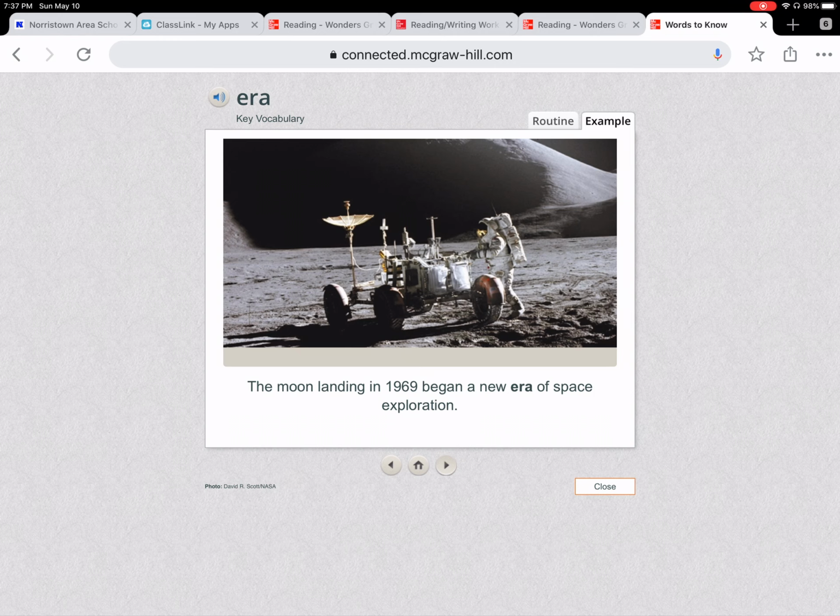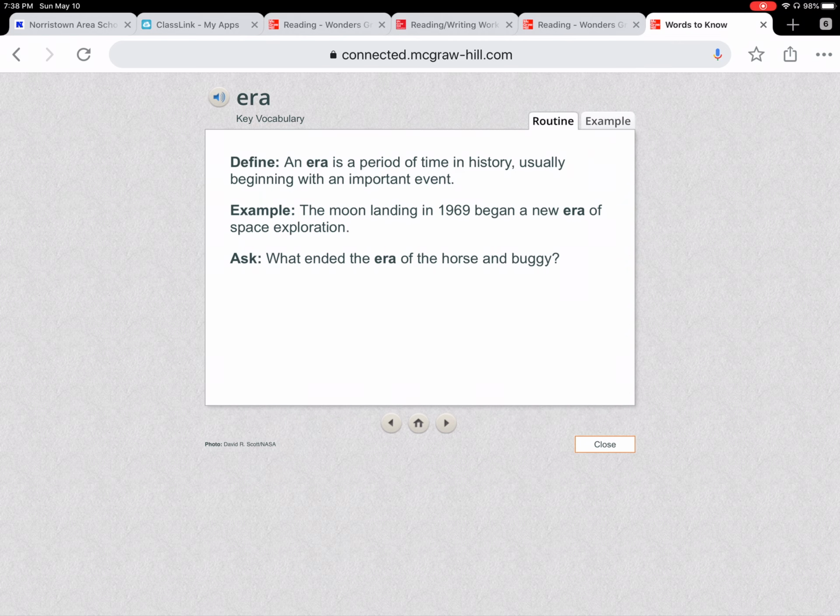All right, this word is era. Write down that word. The moon landing in 1969 began a new era of space exploration. Look at that sentence. Do you think you can figure out what the word era means? An era is a period of time in history, usually beginning with an important event. The moon landing in 1969 began a new era of space exploration.